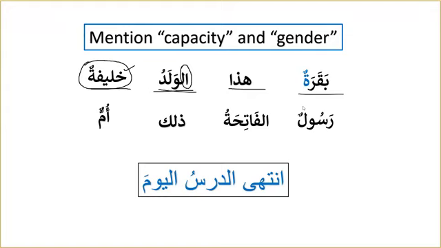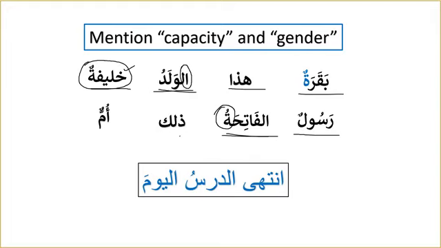Then we have rasulun. Common noun. Feminine or masculine? Masculine. Okay, Al-Fatihatu. Common noun. Feminine. It has ta marbuta, isn't it? What's the name of the first surah of the Quran? Al-Fatiha. Al-Fatihatu. Yes, Surah Al-Fatiha. Fatihun is for the masculine and Fatihatun is for the feminine.